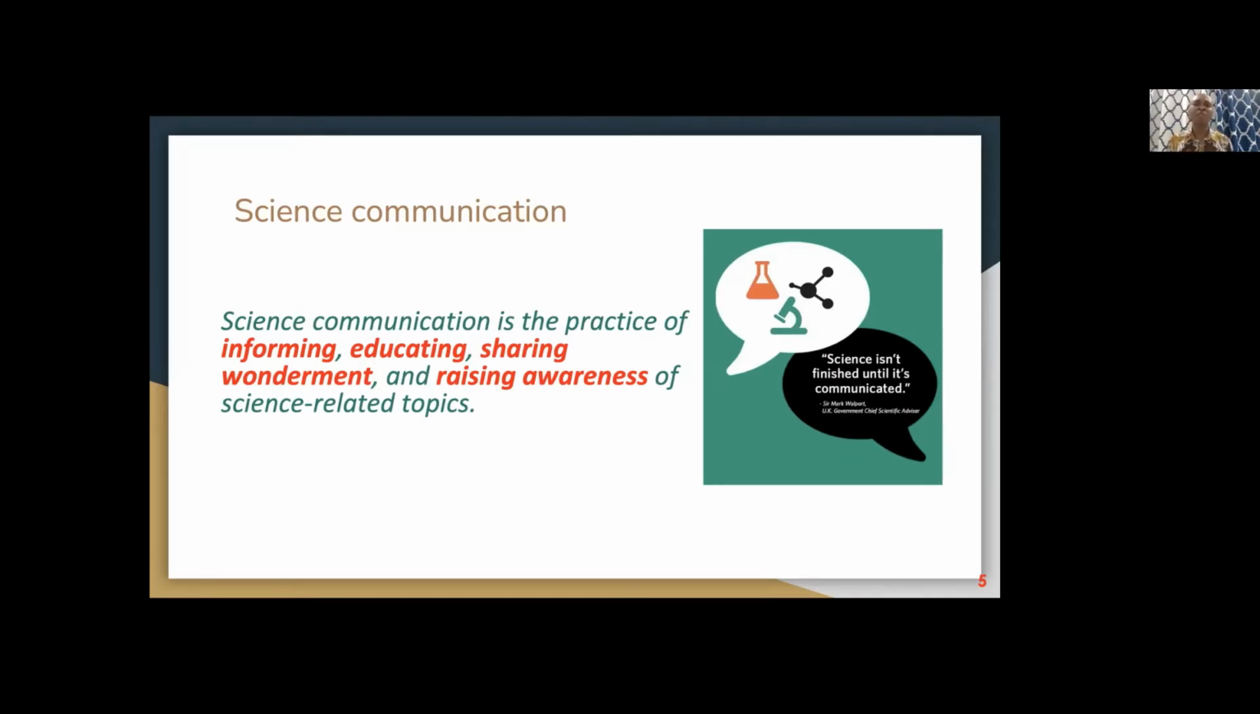So at every point in time that we have an opportunity to communicate science, let's be sure that these 4 key ingredients are represented, that we are informing, we are educating, we are sharing wonderment, and we are raising awareness. I'll give you a few tips on how to do this in my last part.